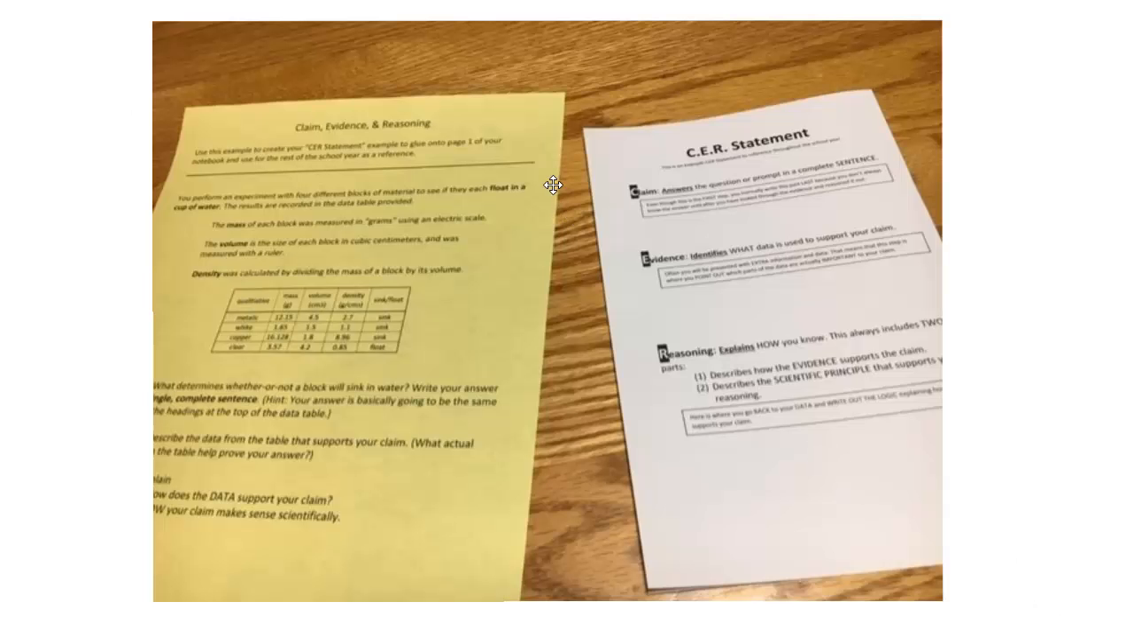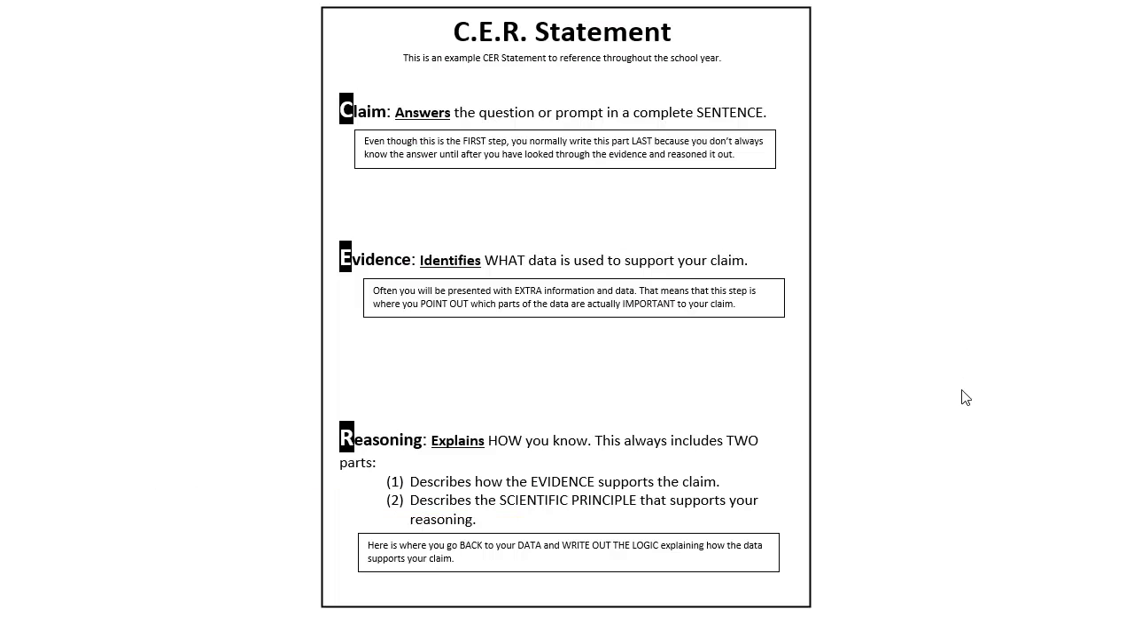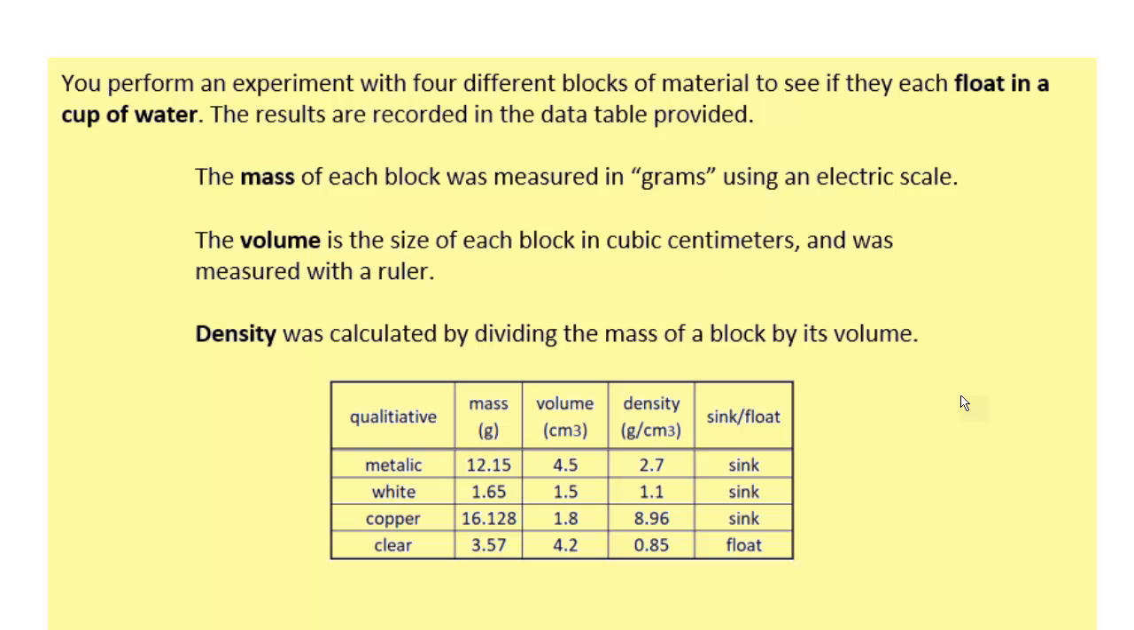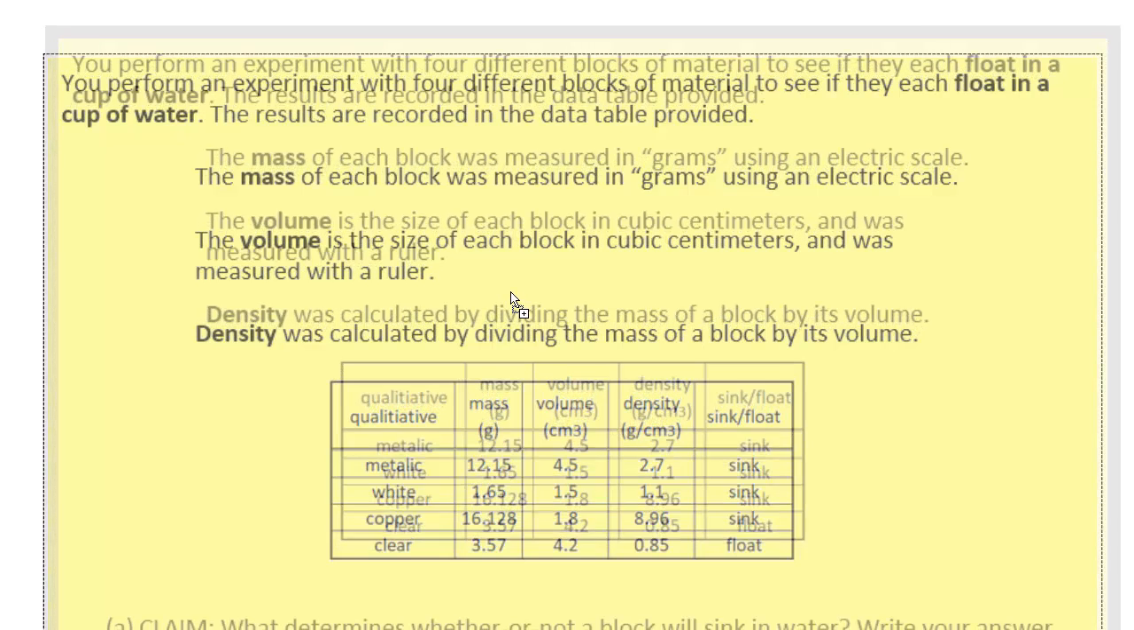Okay, so now go ahead and pause the video and get these 2 papers from Mr. Colby. You're going to need the example claim evidence reasoning scenario, and you're going to need this half sheet, the CER statement. What you're going to be doing is you're going to be taking this half sheet, and you're going to write out your answers in here. And when you're done, you're going to glue this onto page one of your notebook. So here we go. Okay, so you have on your yellow paper, this is an example of a CER assignment.